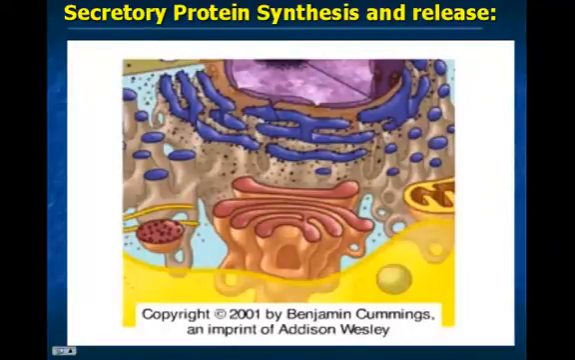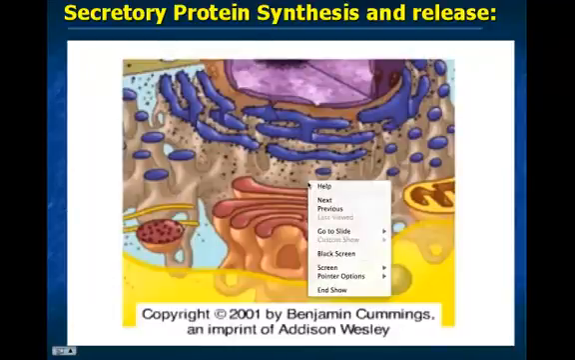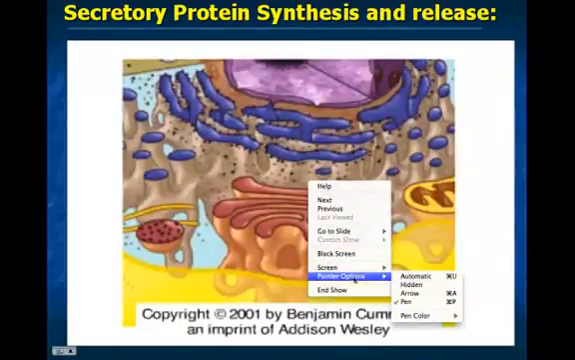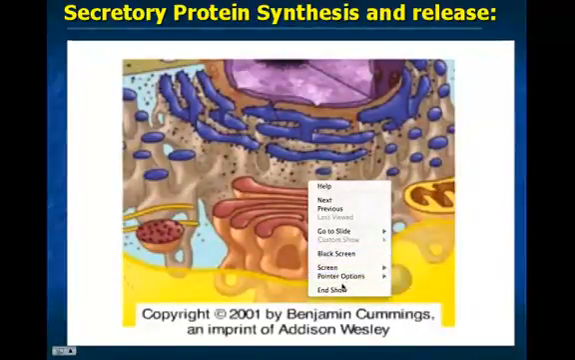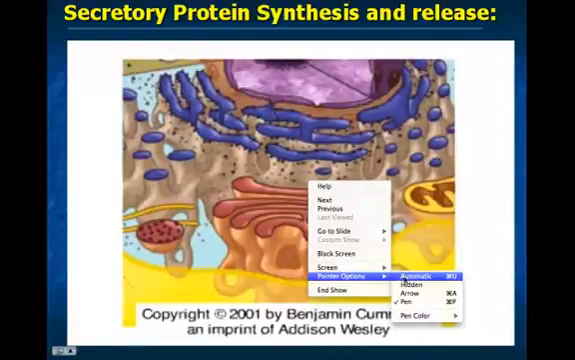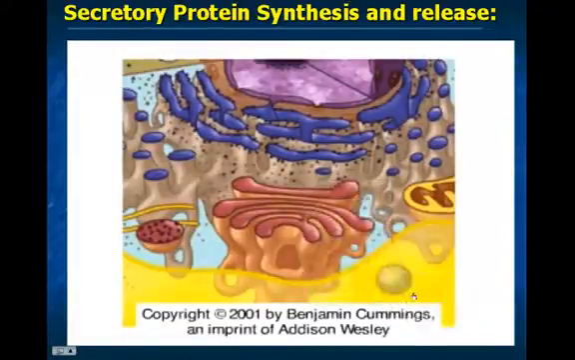So, and this is just, let's see if I can get this to play for me. This is actually just a quick little animation, and it's kind of a neat animation to basically show you what's happening here when we make proteins in the rough endoplasmic reticulum, and then how those proteins get to the Golgi apparatus and then are modified and sent out.